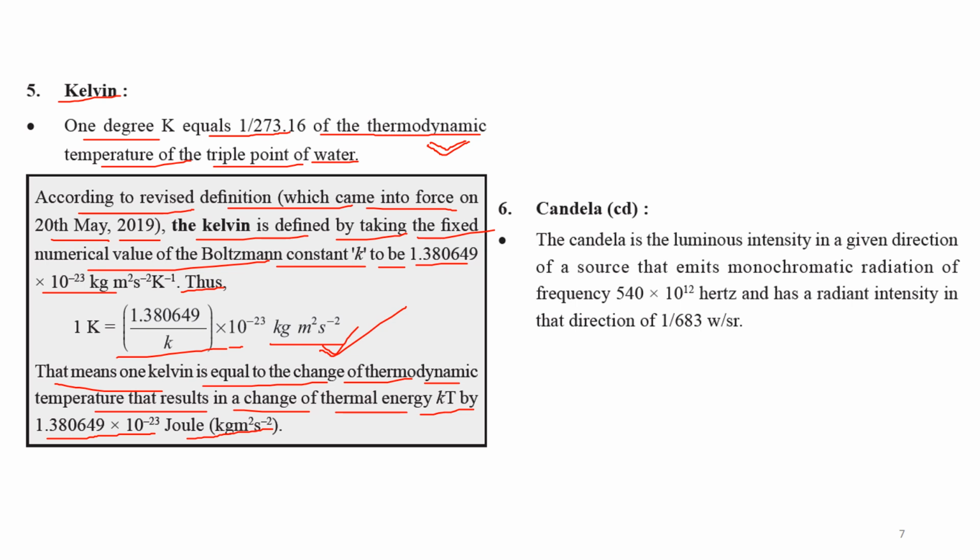Sixth one is the candela. The candela is the luminous intensity in a given direction of a source that emits monochromatic radiation of frequency 540 into 10 to the 12 hertz and has a radiation intensity in that direction of 1 by 683 watt per SR. Okay, so this is the definition of candela.